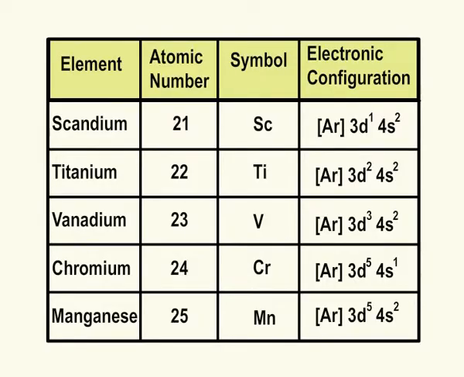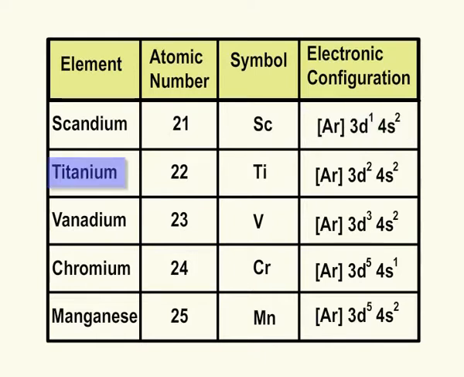Now let us look at the first transition series, or 3D series. You are seeing the elements, their atomic numbers, their symbols and their electronic configurations. Atomic number of scandium is 21. Its symbol is Sc. According to its electronic configuration, it has 2 electrons in its outermost 4s orbital and 1 electron in its penultimate 3d orbital.